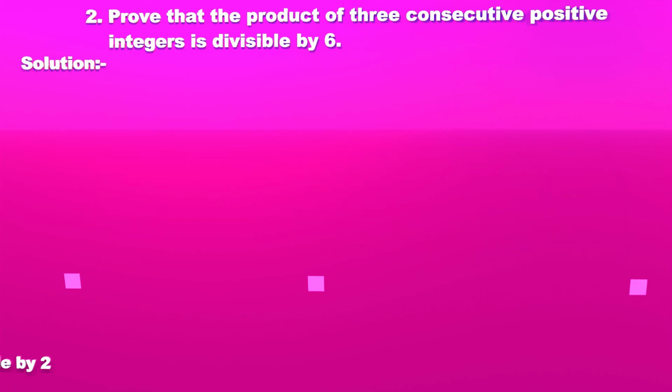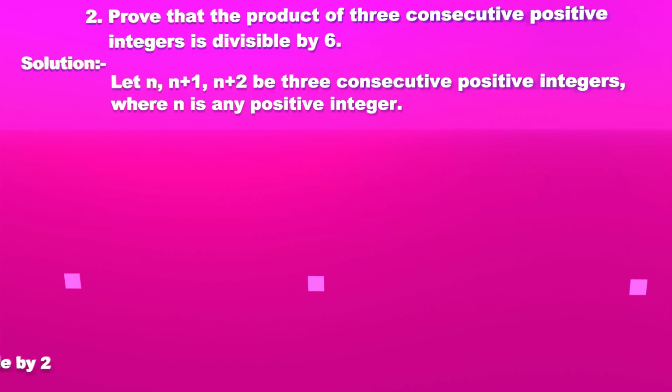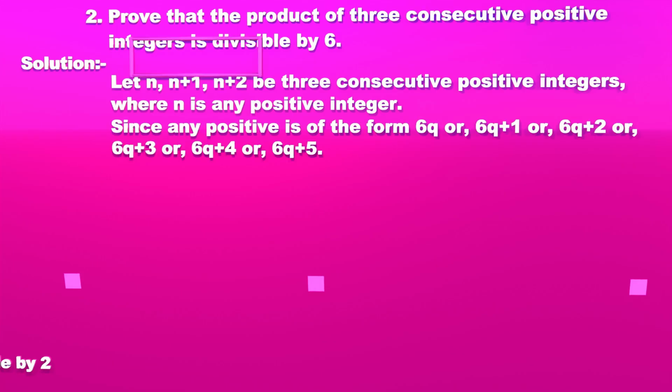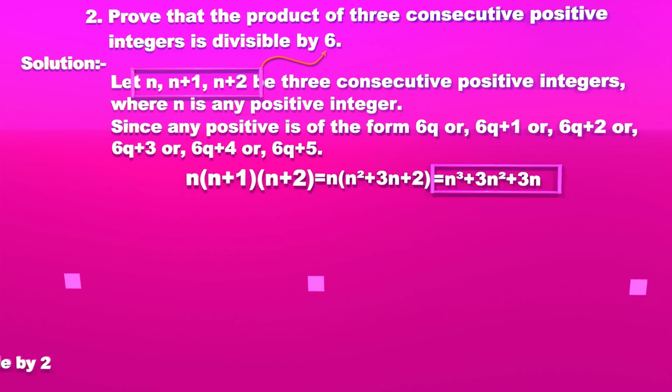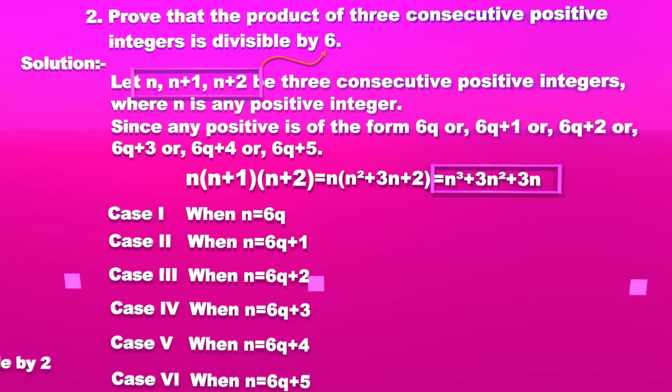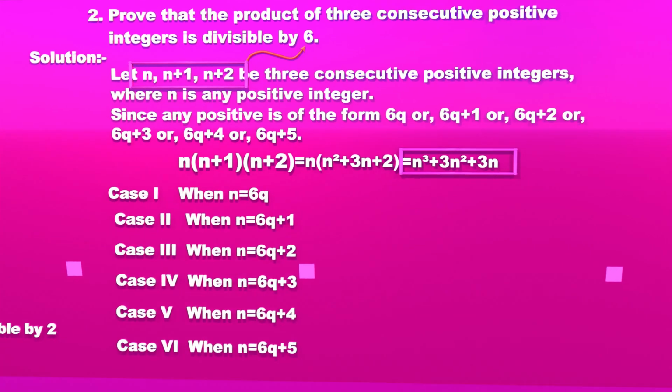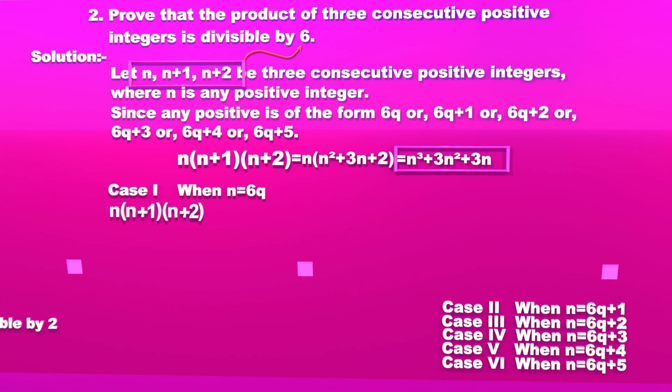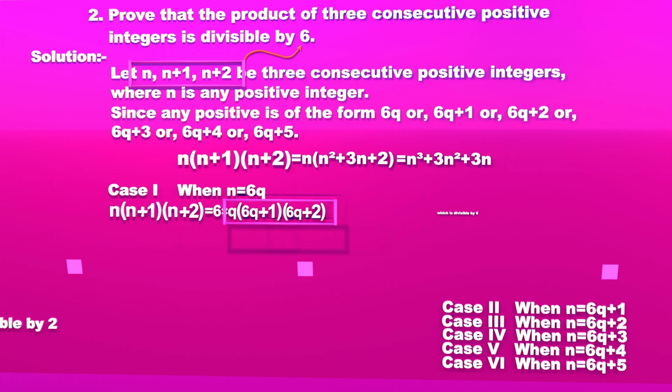That means if n is the first number, then n plus 1 will be the next number and n plus 2 the third number. And it is given that the product of these three numbers is divisible by 6. That's why we will have 6 forms of n. We will get n cube plus 3n square plus 2n after multiplying these three numbers. That means we will have 6 cases. Let's check case 1. The product of these three numbers is given. Now we will put 6q in place of n. Now the whole term is multiplied by 6. That means the product of these three numbers is divisible by 6.